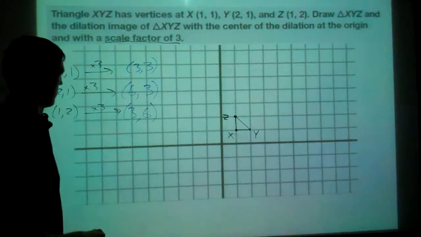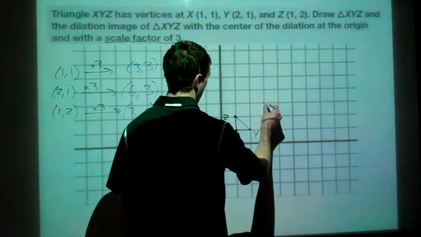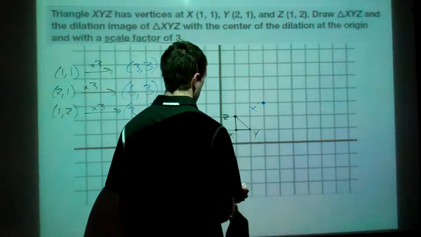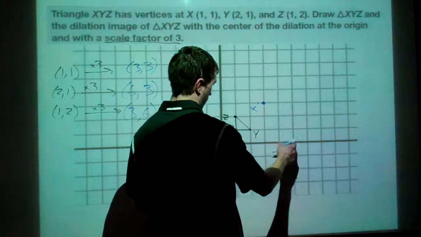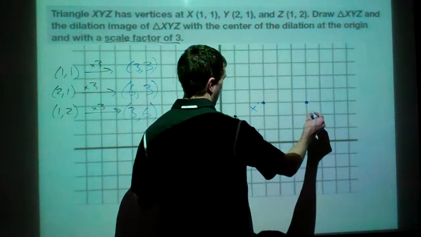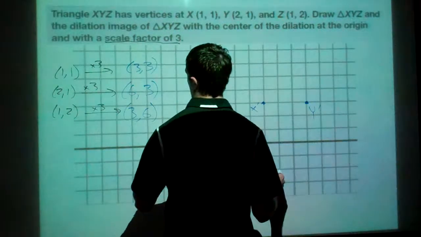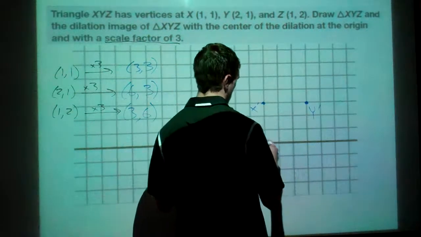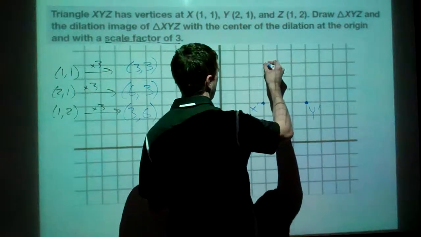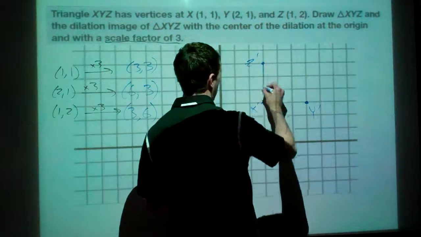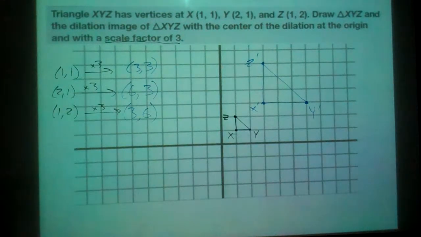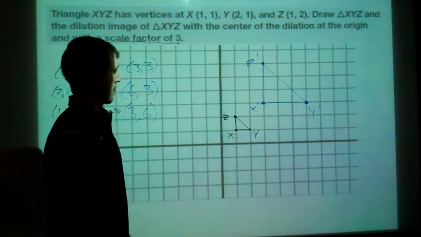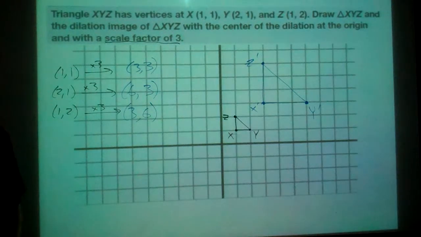So our dilated image, over 3, up 3. Over 6, up 3. 3, 4, 5, 6. And then over 3, up 6. 1, 2, 3, 4, 5, 6. Z prime. And what we get is a triangle that has sides that are 3 times as long as the first triangle. Alright? And that's how we dilate a figure. Alright, that's all I have for today.